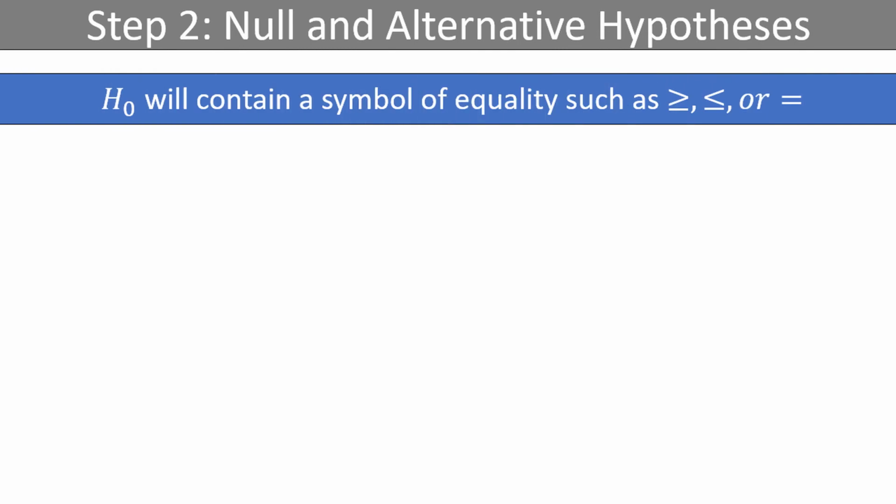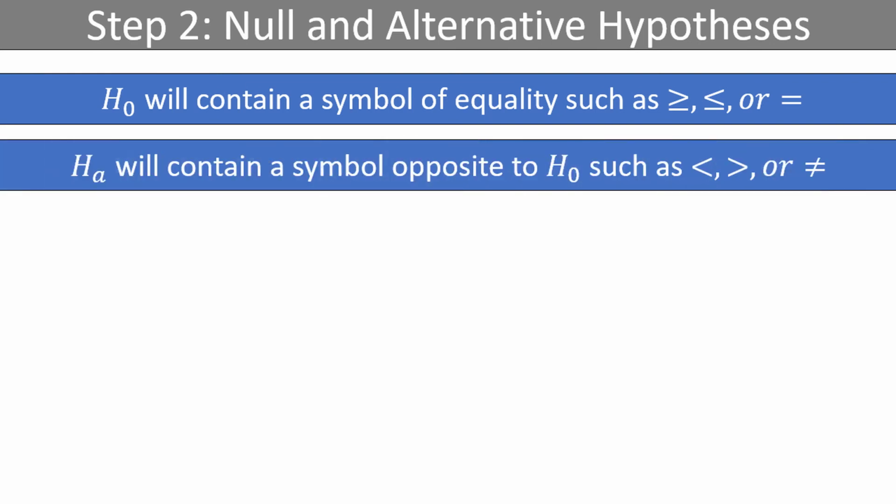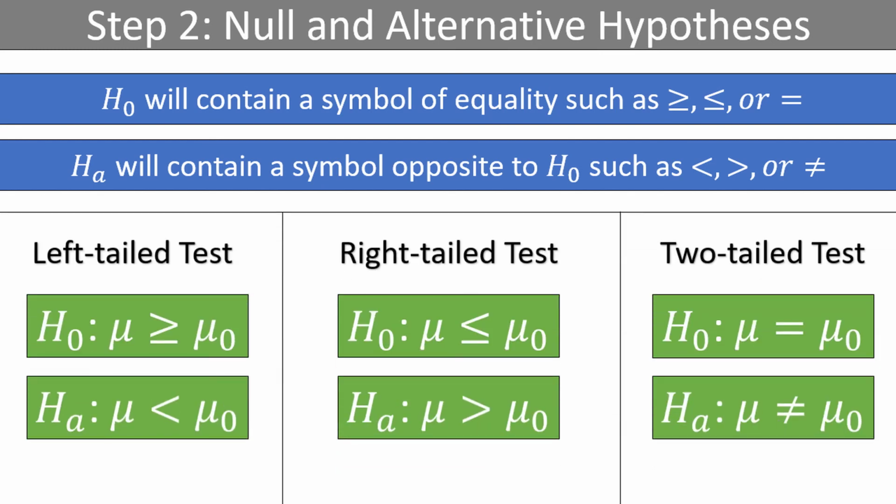Step 2 is to set up the null and alternative hypotheses. For most tests, the null hypothesis will have one of these 3 symbols, which indicate equality: greater than or equal to, less than or equal to, or just plain equal to. The alternative hypothesis will have the opposite sign of the null hypothesis, either less than, greater than, or not equal to. Depending on the sign in the alternative hypothesis, the test will be classified as either a left-tailed, right-tailed, or two-tailed test. Less than in the alternative hypothesis suggests left-tailed, greater than suggests right-tailed, and not equal to suggests two-tailed. The wording in the problem will help you determine which of these 3 tests is most appropriate.